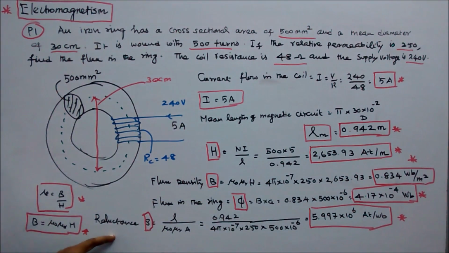I can find reluctance S. S is equal to mean length of the magnetic circuit L divided by mu naught into mu R into A. L is 0.942 divided by 4 pi into 10 power minus 7, mu R is equal to 250, A is equal to 500 into 10 power minus 6. Reluctance S is equal to 5.997 into 10 power 6 ampere turns per Weber.